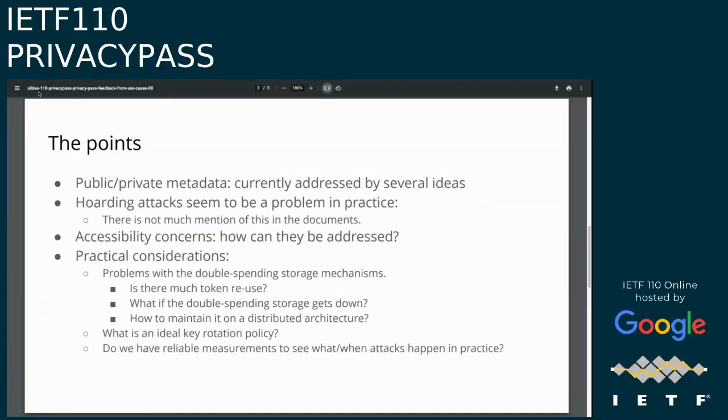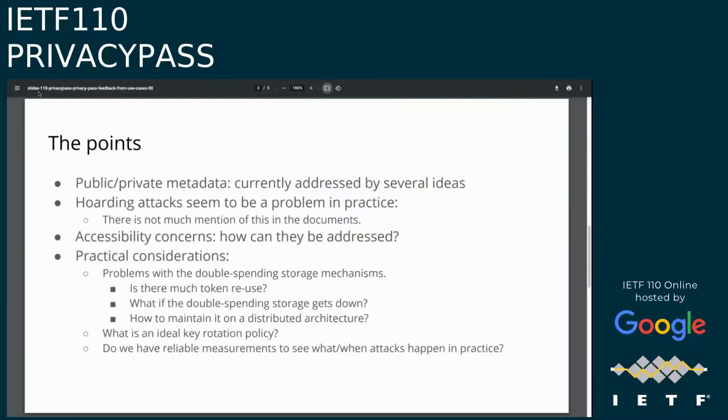So that needs a little bit more work, or at least looking at the proposals that right now exist to add in public and private metadata and decide which ideas from them could actually be taken into the drafts themselves. Something that was mentioned is that, in general, there was a lot of talking about what kind of attacks can be seen in practice against Privacypass.